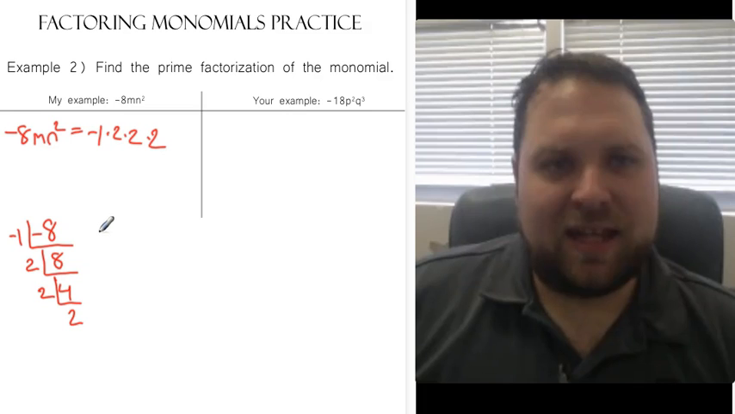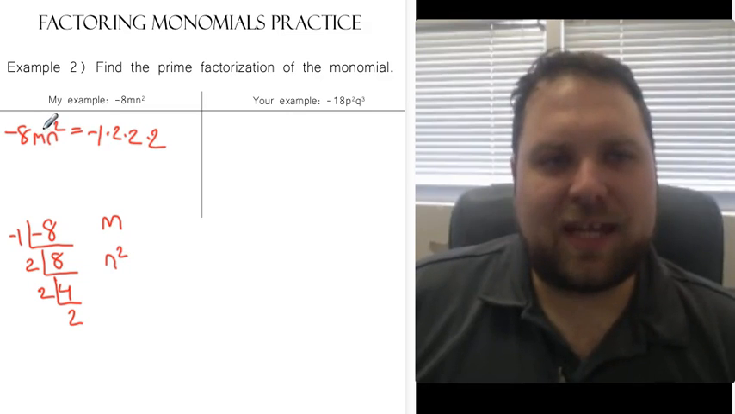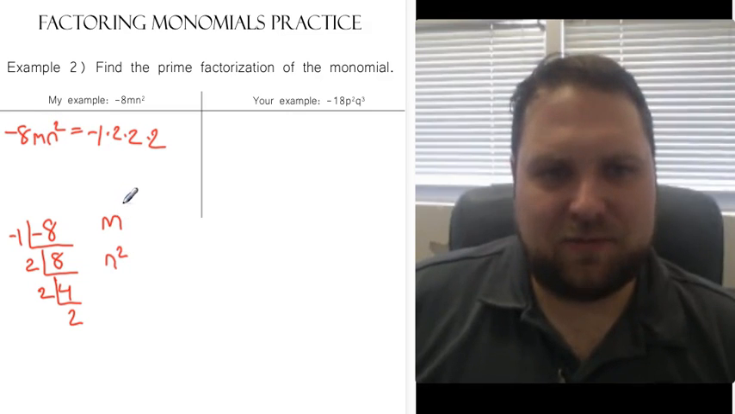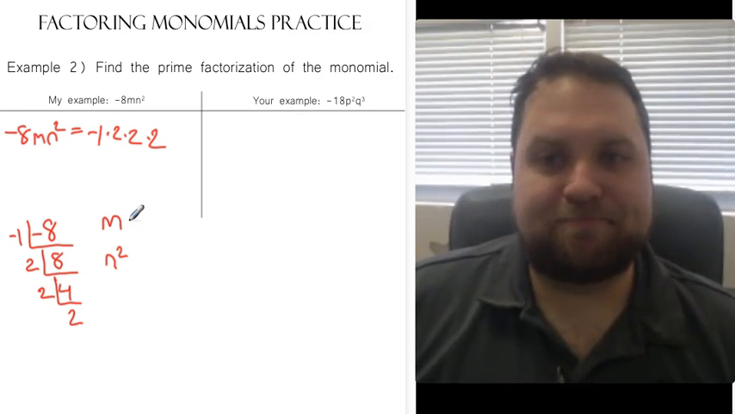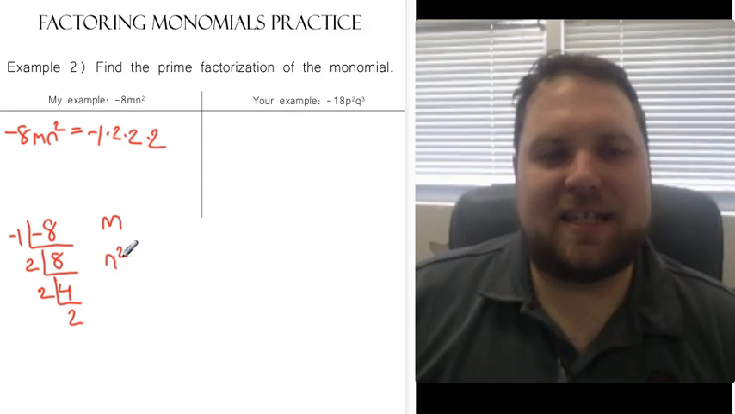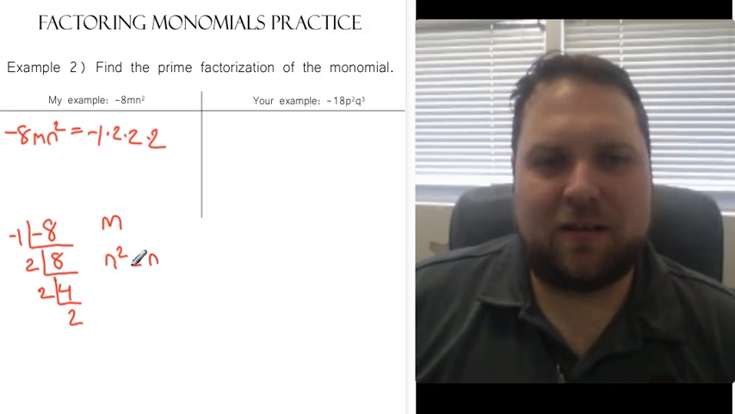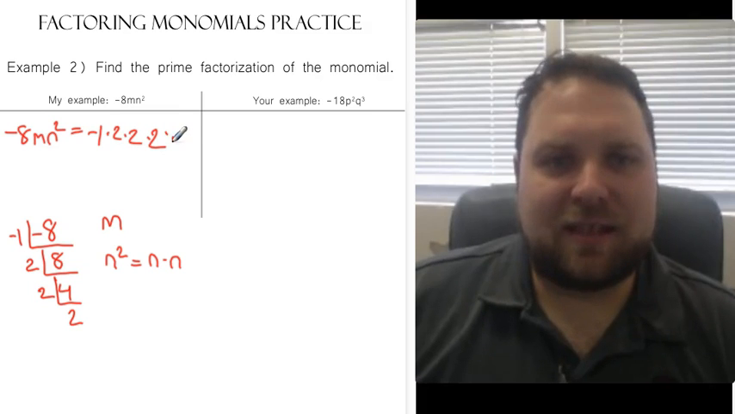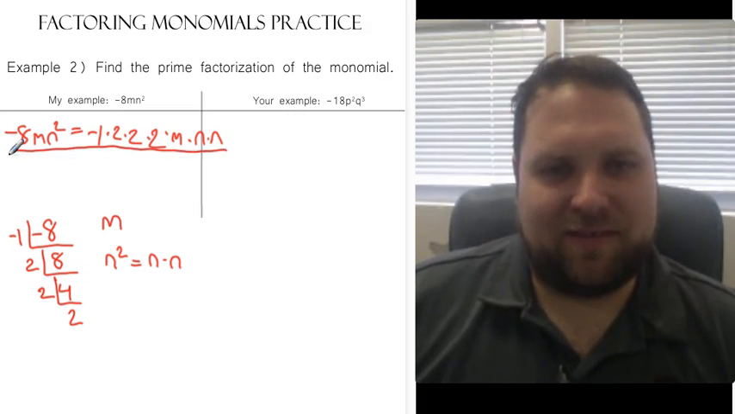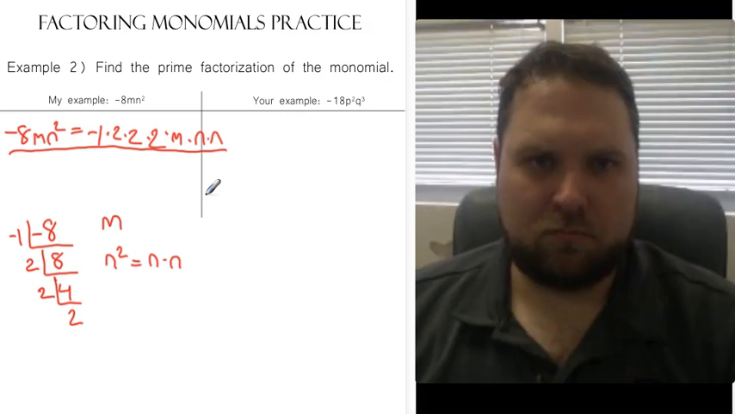Very good. And now let's look at the variables and let's look at each one individually. So in my case, m just has an exponent of 1, nothing written there, and so there's no factoring to be done. It just stays m, nice and easy. N squared means n times n. So when I write this, I write my m, my n, and my other n, and now I've got it. So let's have you do yours.